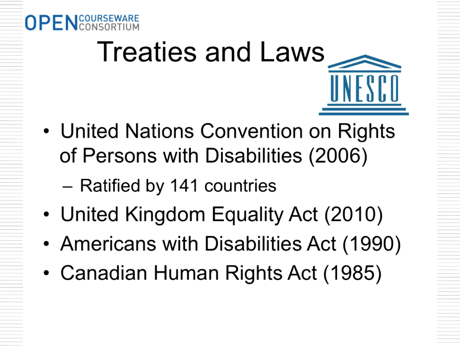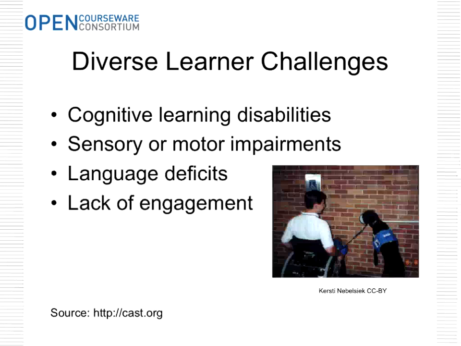There's many treaties and laws that have come into play in the last 25 to 30 years to support the rights of persons with disabilities. Probably the largest, most international one is the United Nations Convention on Rights of Persons with Disabilities that was adopted in 2006. And to date, it's been ratified by 141 countries. I mentioned here just a couple of other ones. The United Kingdom Equality Act, which most recently was revised in 2010. Of course, the Americans with Disabilities Act of 1990 has had a huge effect on how we work in education with learners. And there are many other countries that have laws as well.